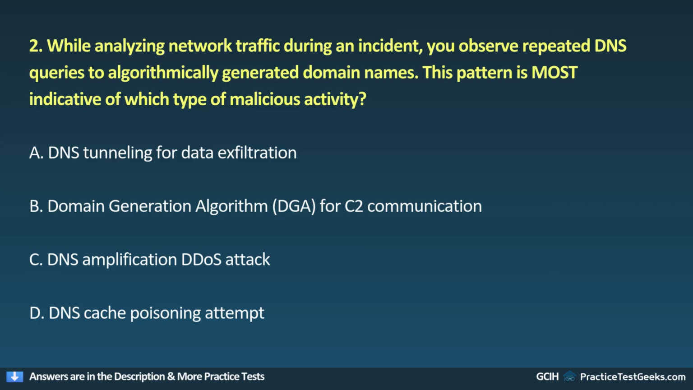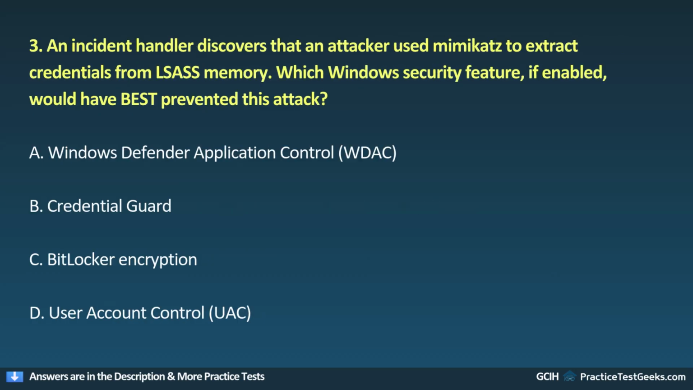A. DNS tunneling for data exfiltration. B. Domain generation algorithm, DGA, for C2 communication. C. DNS amplification DDoS attack. D. DNS cache poisoning attempt. 3. An incident handler discovers that an attacker used Mimikatz to extract credentials from LSASS memory. Which Windows security feature, if enabled, would have best prevented this attack?